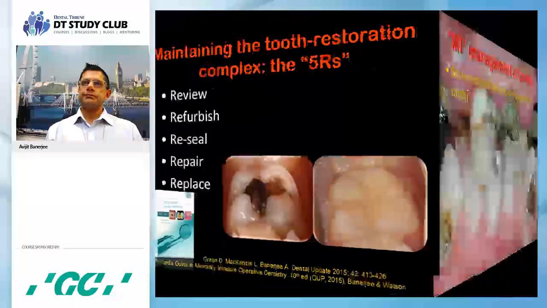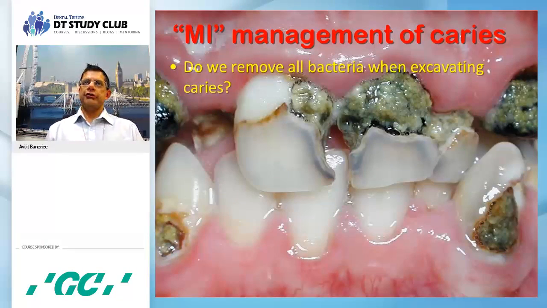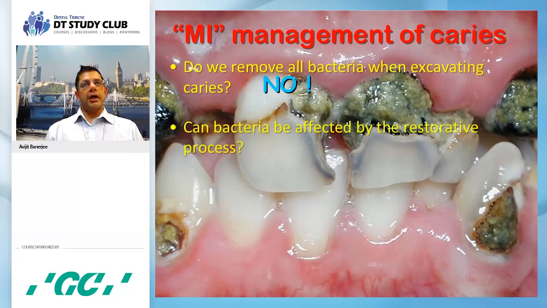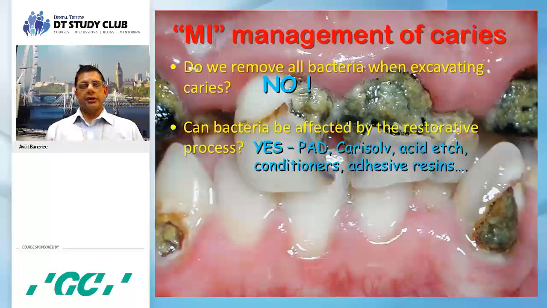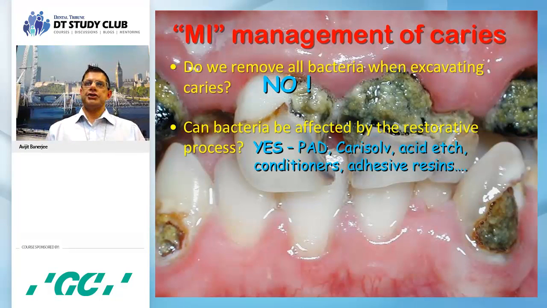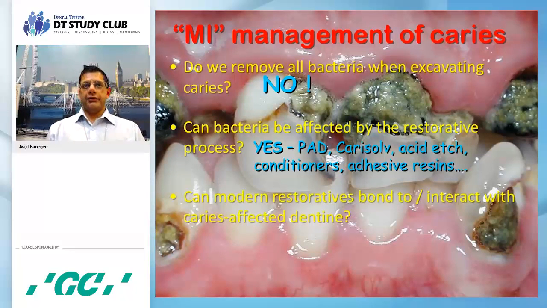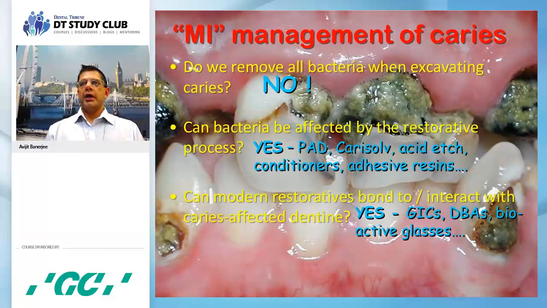So the key point is, when looking at caries management, do we remove all the bacteria when we excavate caries? Well, we don't. There's plenty of bacteria that are retained, and as long as the restoration is sealed, these bugs aren't a concern. The bacteria can be affected by the restorative process, that is using acid etch, chemomechanical agents, etc., adhesive resins to actually entomb these bacteria. And as I've shown you, we can actually bond and adhere to this sort of material.